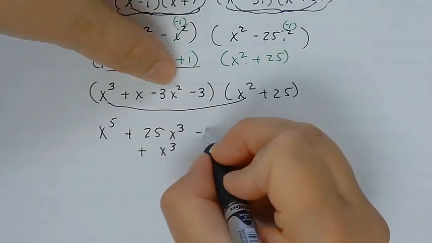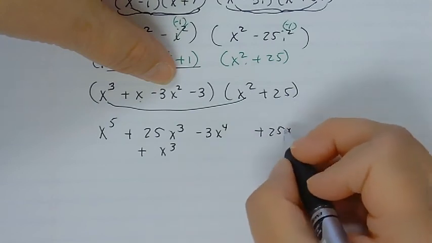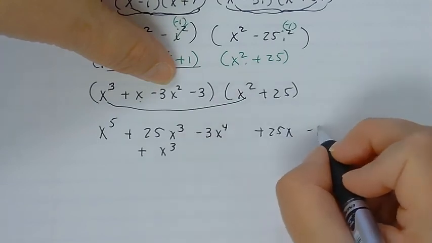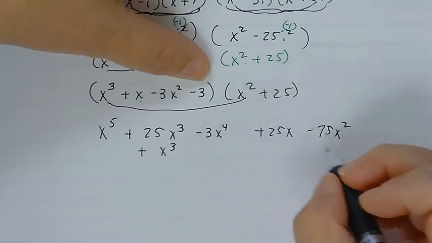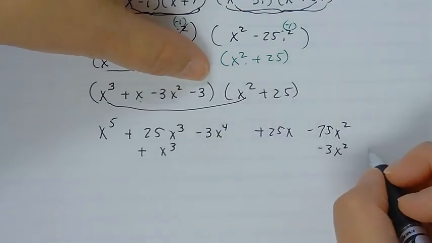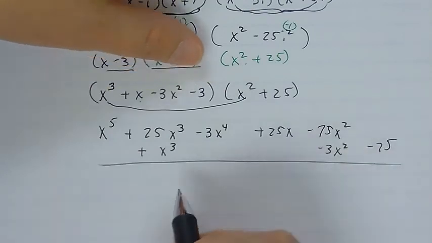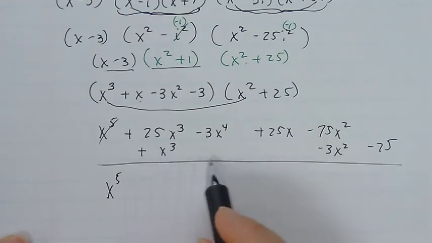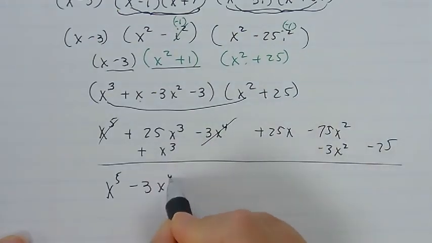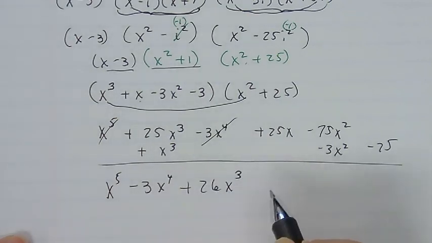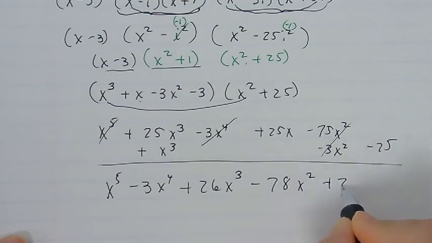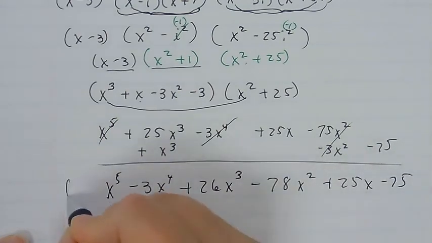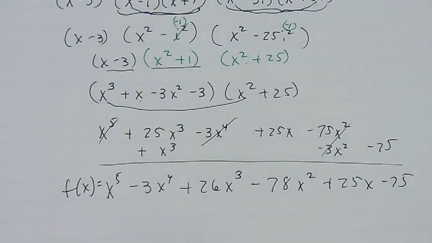I've got this all out of order, minus 3x to the fourth, minus 75x squared, minus 3x squared, minus 75. So I'm going to go ahead and put them in order as I go. This would be x to the fifth, minus 3x to the fourth, plus 26x cubed, minus 78x squared, plus 25x minus 75. So this is the function that would go with those 5 zeros.